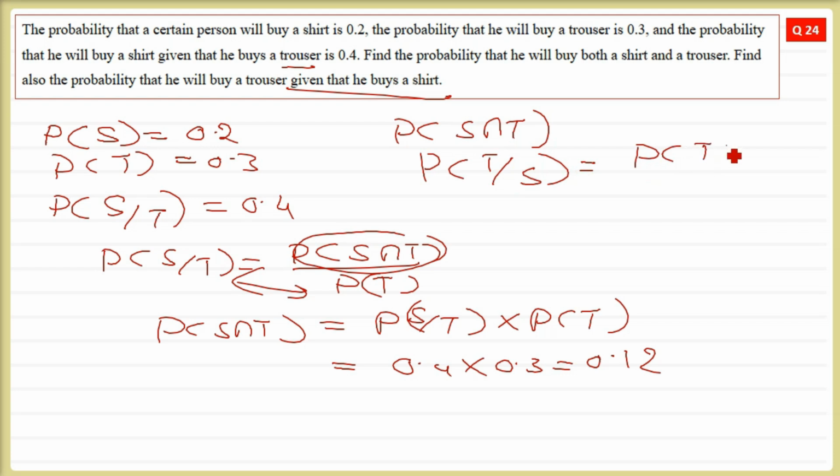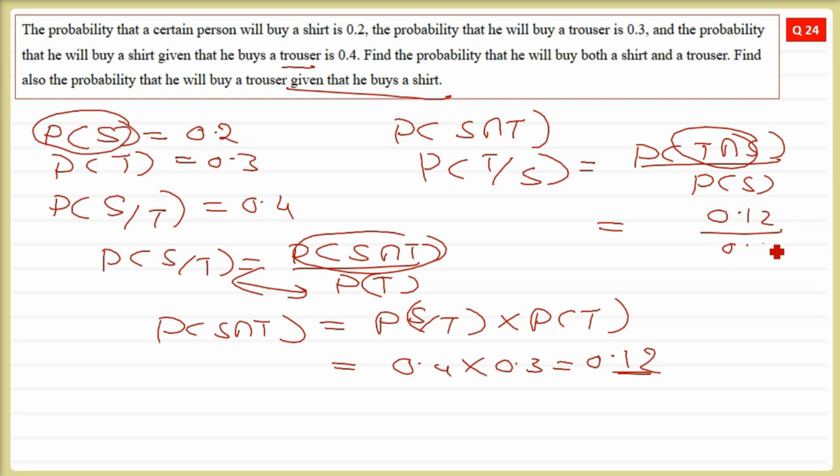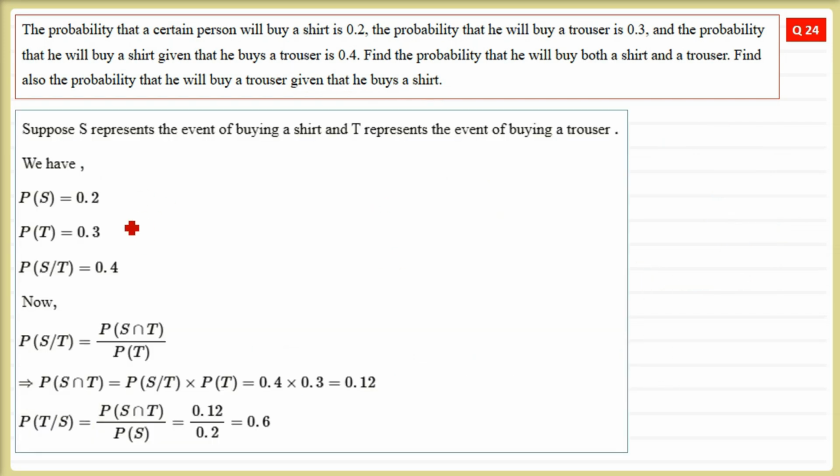This is P(T intersection S) divided by the probability of S. So T intersection S, or S intersection T, we have already computed. This is 0.12. The probability of S is 0.2. So 0.12 divided by 0.2 will give you 0.6. This is your probability. So both the probabilities have been computed now. Whenever you are writing it, this is how you are going to write it or solve it.